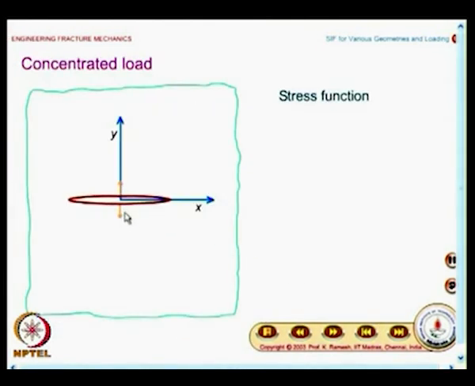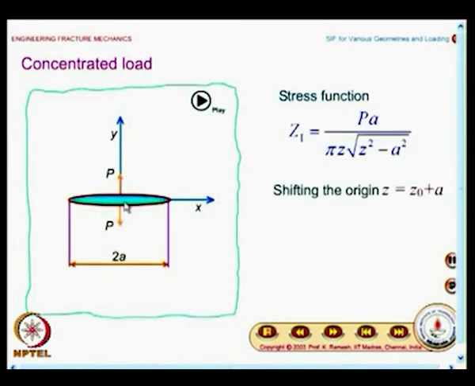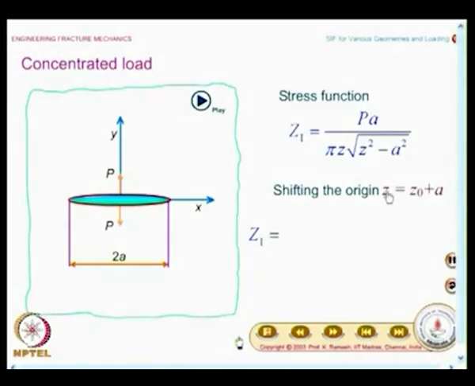We would take up a problem like this. I have a crack which is opened by a concentrated load, and what is a physical situation which you can think of? Suppose I have a riveted hole and you have a crack formed and it is getting opened. That kind of situation could be modeled based on a solution like this, and we are fortunate that there is a stress function available. The stress function for this class of problem is given as Z1 equal to Pa divided by pi z multiplied by root of z squared minus a squared.